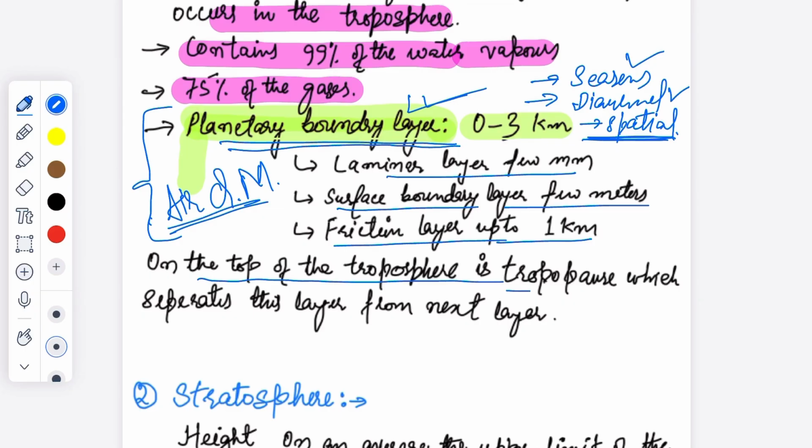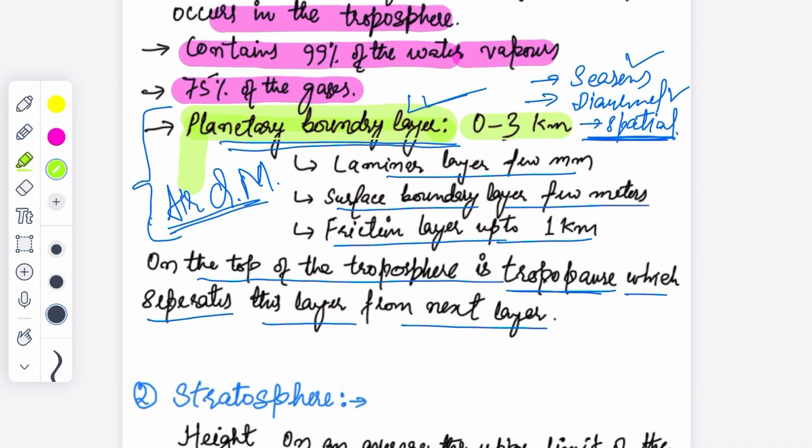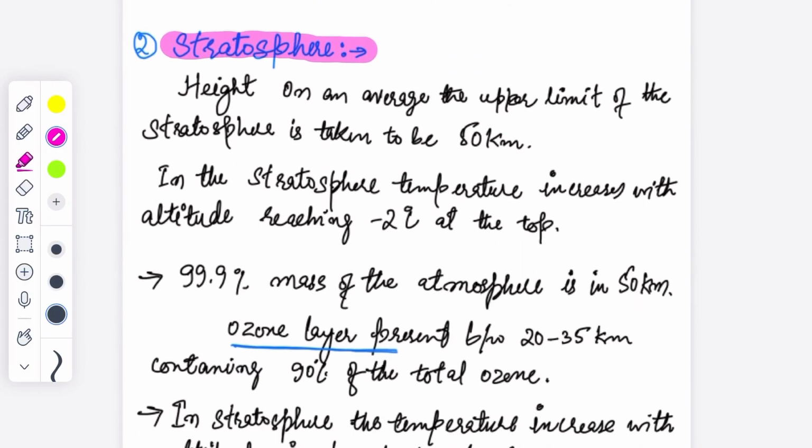So on the top of the troposphere is the tropopause, which separates this layer from the next layer. As the turbulence in the troposphere stops, the next layer starts, that is the stratosphere. Between the stratosphere and the troposphere, there is a separating layer, which is called the tropopause. So let's start the stratosphere.